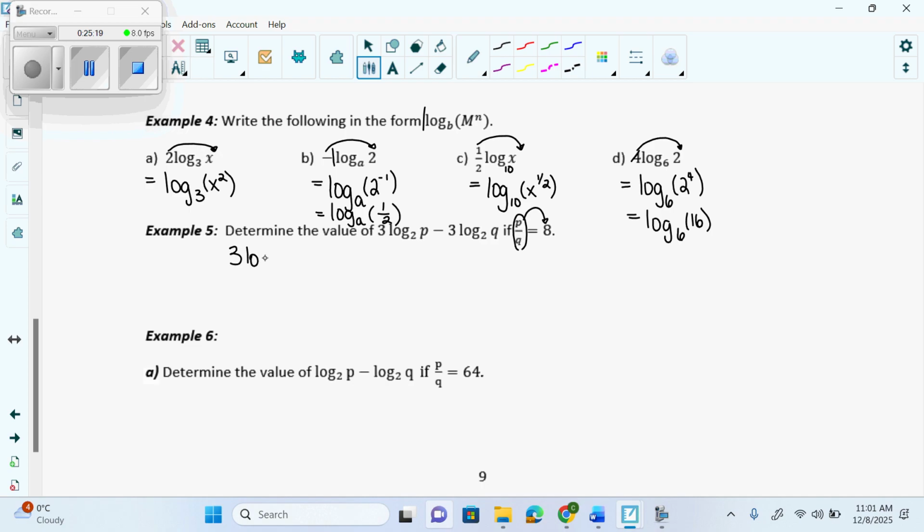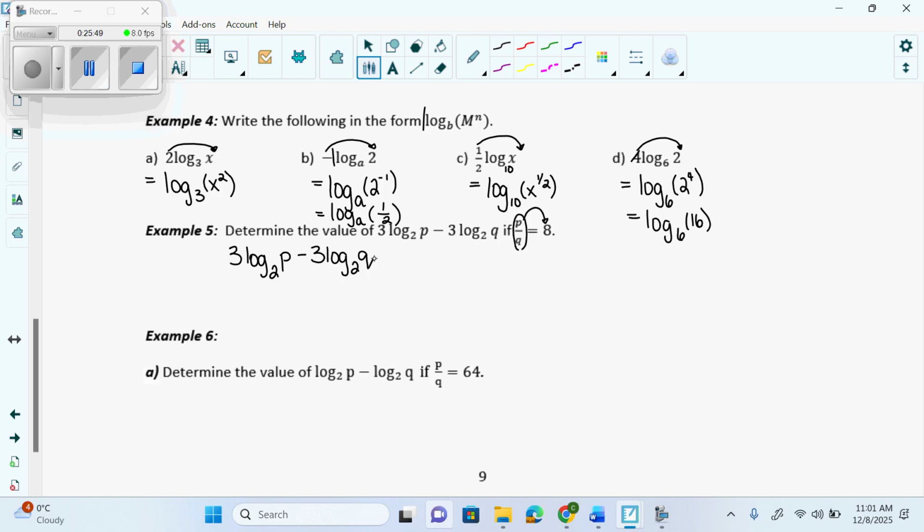3 log base 2 of p minus 3 log base 2 of q. Am I allowed to have minus ones in front? Did we have minus ones in front on the whole entire other page previous to this? Yeah. I'm allowed to have plus ones in front and minus ones in front. So do I have to move the negative sign with it and make it a weird fraction? No, I can just move the number.